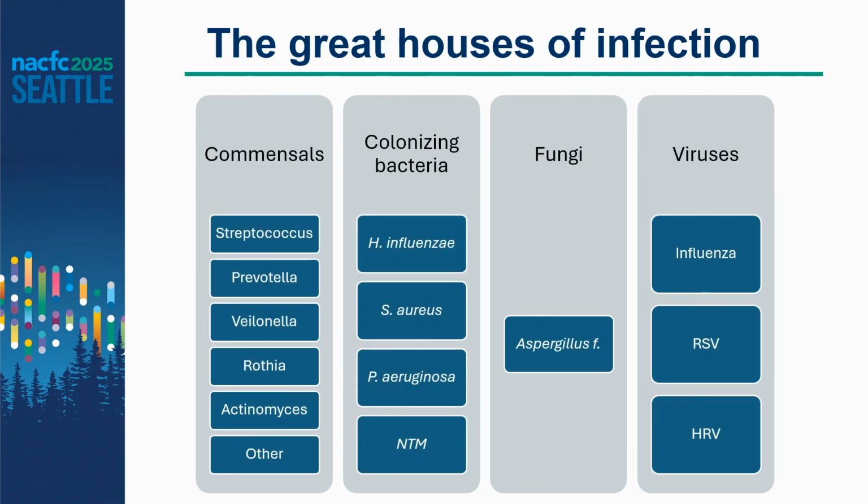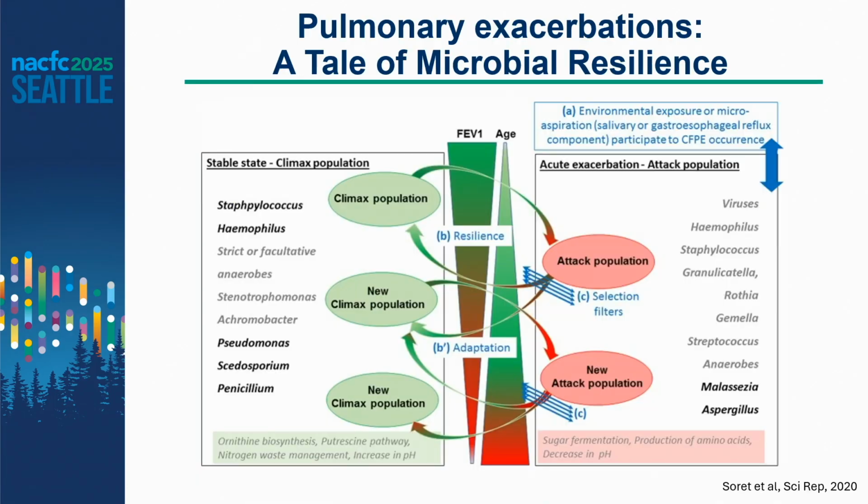So the way that I see the infection is there are 4 big categories where we have our own microbiome, the colonizing bacteria that are promoting chronic infection, the fungi, and viruses. And how they all interact with each other and the immune system complicates matters even more.